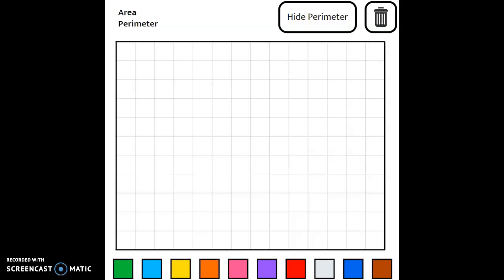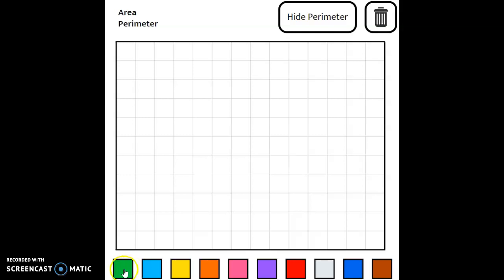Hey guys, in today's activity, I want you to be able to explore some area and perimeter. I want you to think of different shapes that may have the same perimeter but look different. So I'm going to show you some examples. And then I want you to think of some shapes that might have the same area but different pictures as well, okay?